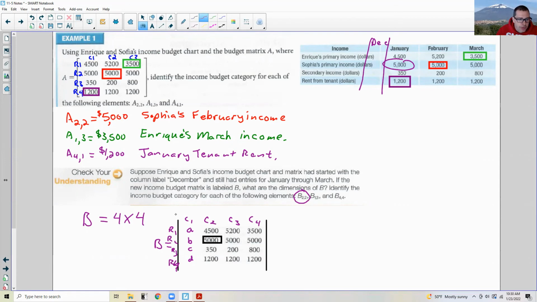B13 would be row 1, column 1, 2, 3, which is this $5,200, which is right here. And that's Enrique's primary income, which is $5,200. So that's the answer to B1, comma 3. And then finally, B4, comma 4 is row 4, column 4, which is $1,200, which is actually way over here now. And it's the rent from the tenant in March, $1,200. Okay, and that's the answer to check your understanding.